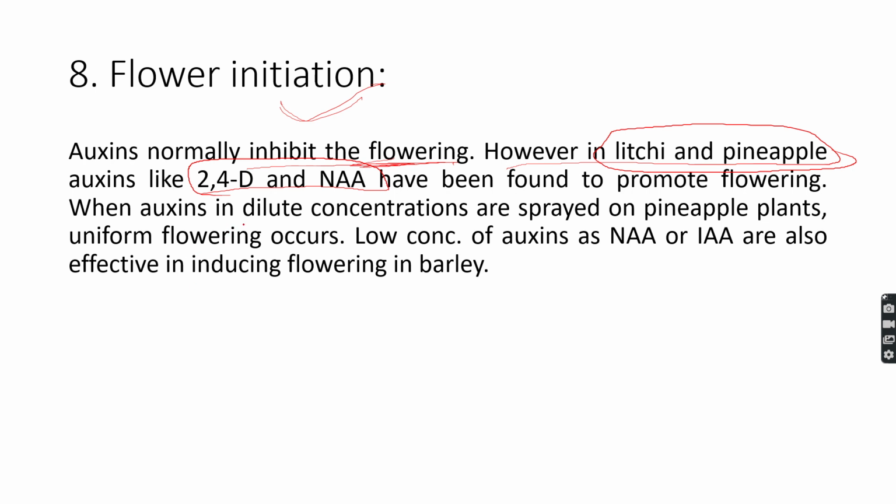When auxin in diluted concentrations is sprayed on pineapple plants, uniform flowering occurs. So farmers prefer uniform flowering for quality purposes. So they use NAA for uniform flowering. Low concentrations of auxin such as NAA or IAA are also effective in inducing flowering in the case of millets such as barley.